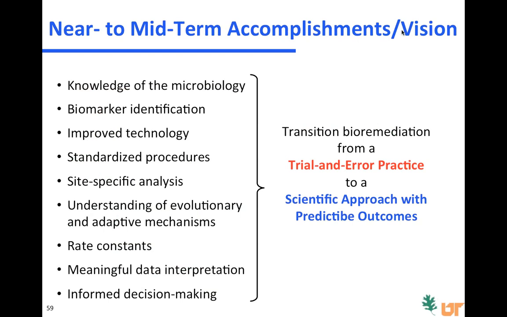We develop understanding of the evolutionary and adaptive mechanisms, how D. ethenogenes, for example, acquires the ability to efficiently dechlorinate vinyl chloride. Hopefully, we can use these tools to develop understanding of rate constants. That would allow us to make meaningful data interpretation and informed decision making, with the ultimate goal to transition bioremediation from a trial and error practice to a scientific approach with predictable outcomes.